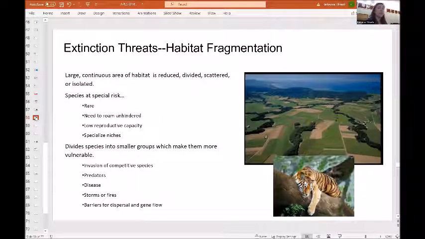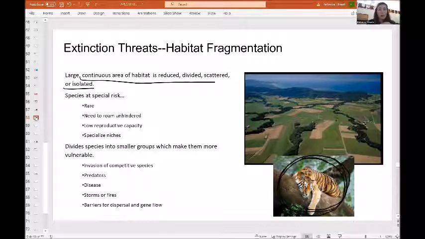Now I do want to differentiate habitat loss from habitat fragmentation. They're part of that same acronym part, but it does look a little different. Habitat fragmentation is when you take a piece of land and you're cutting it up into smaller and smaller pieces. So a large continuous area of habitat, reduced, divided, scattered. Now, what kind of species are most at risk from fragmentation? Those that are rare and only found in certain locations, those that really need a large territory. So like I've got a tiger here, wolves would also be another good example. They need to be able to move in a variety of places, elephants, those that have a low reproductive capacity or specialized niches.